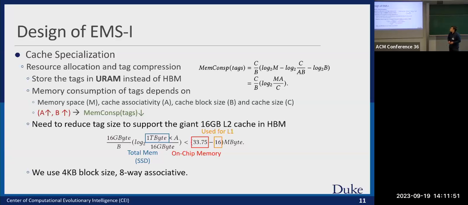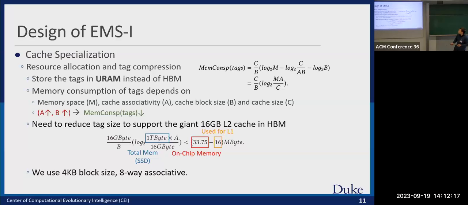And we find that the memory consumption of the tag actually depends on the overall memory space, the cache associativity, the cache block size, and also the overall size of the cache. The memory space and the cache size we cannot change because they are defined by the system itself, but we can select the associativity and cache block size. If we increase those two factors, we will reduce the overall memory consumption of our tag.